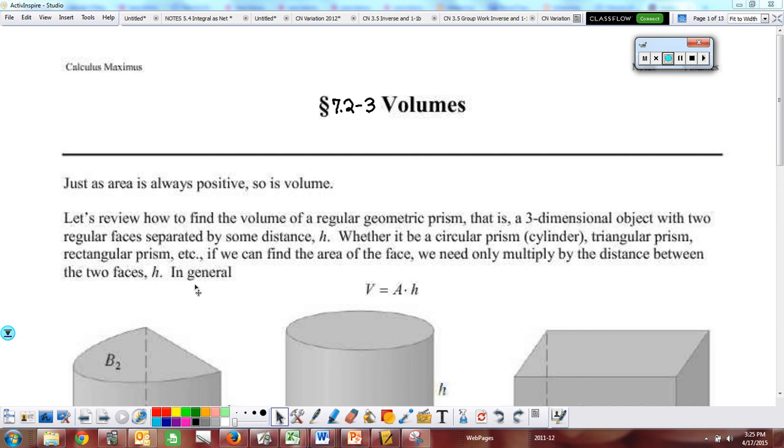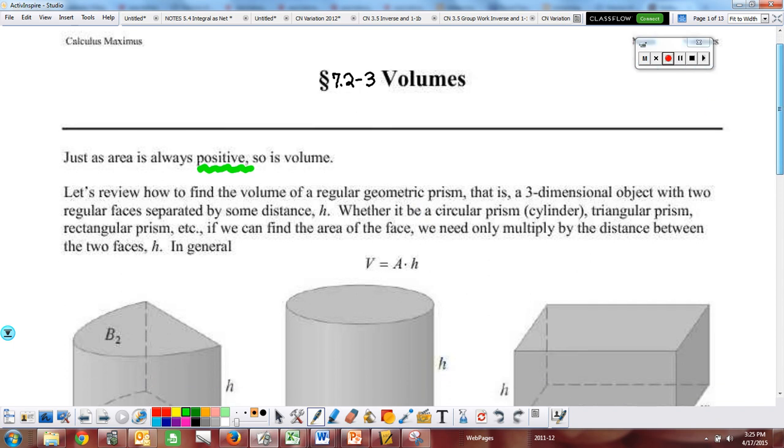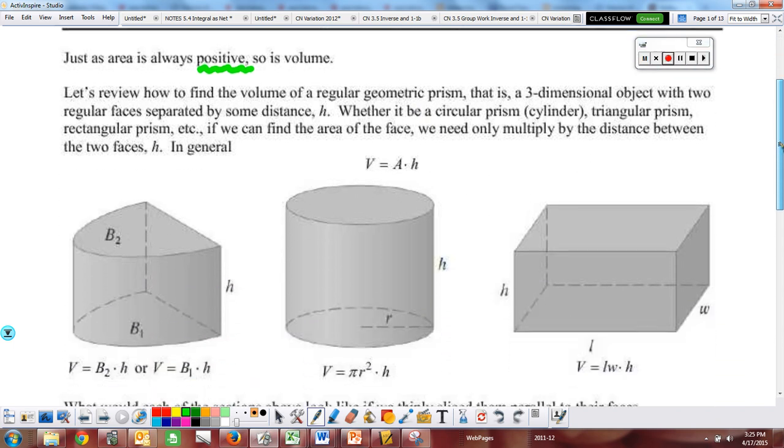Now, just as area is always positive, you do want to recall that volume is also always a positive number. With area, where we did top minus bottom, our heights were always positive and our widths were always positive, so area is always positive. The same thing is true for volume. Volume is always positive.